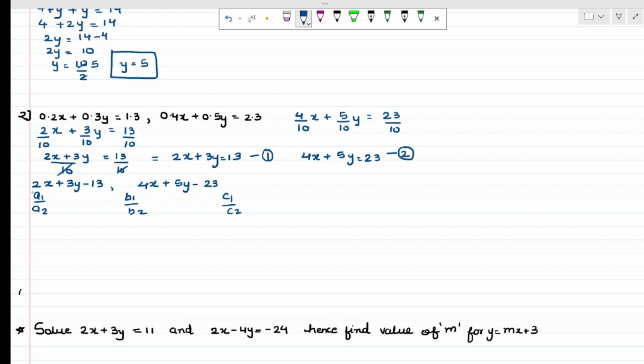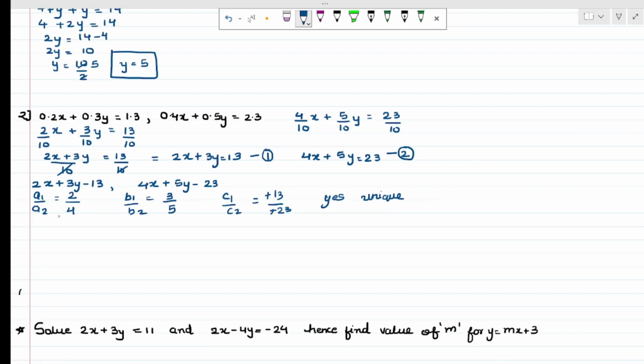Now tell me, what is my a1 upon a2? It will become 2 upon 4 because my a1 is 2 and my a2 is 4. What will be my b1 upon b2? It will be 3 upon 5. And what will be my c1 upon c2? It will be minus 13 upon minus 23. Minus minus cancel. Is my a1 upon a2 not equal to b1 upon b2 not equal to c1 upon c2? Yes, that means it will be a unique solution.